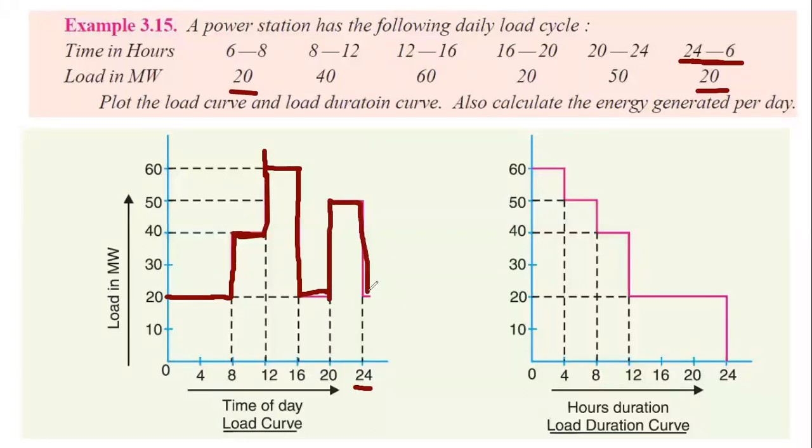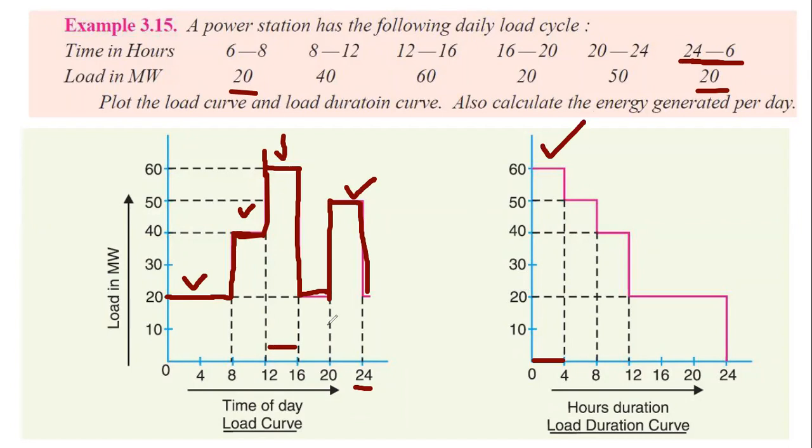For the load duration curve, we don't need to count the clock anymore. We need to count the number of hours, in descending order, the highest value first, then the next lower values. So for drawing the load duration curve, at first we find the highest value. The highest value is 60, then 50, then 40, and finally 20. For 60, how many hours? 12 to 16, that means 4 hours. So 0 to 4 hours is 60.